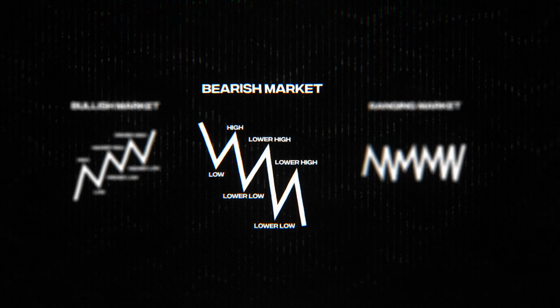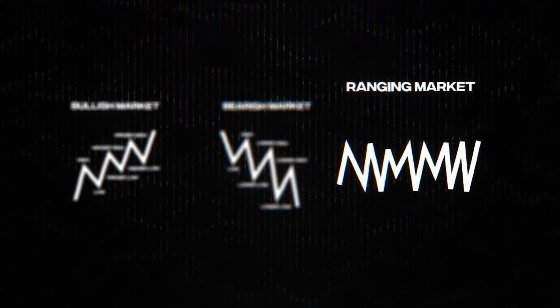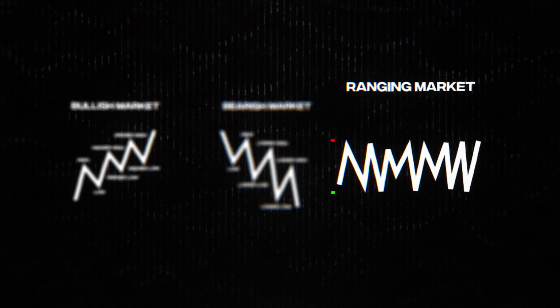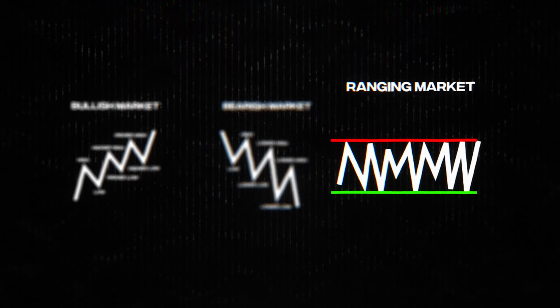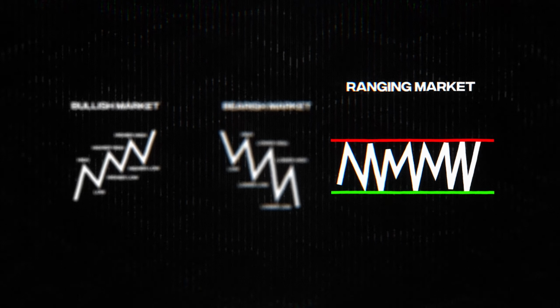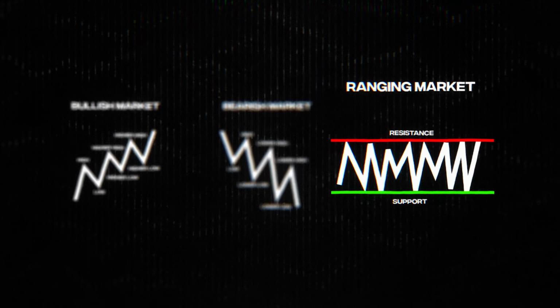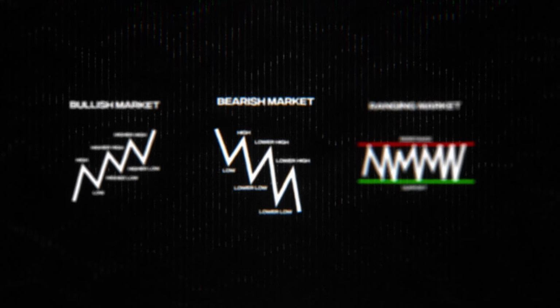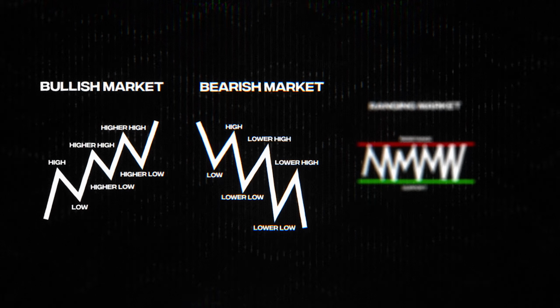Now, the last market structure is the ranging market. This happens when the market tends to consolidate in an area, not creating higher highs or higher lows. It is stuck within 2 zones, commonly known as support or resistance. For this strategy, we will only be using the bullish and the bearish market structure.